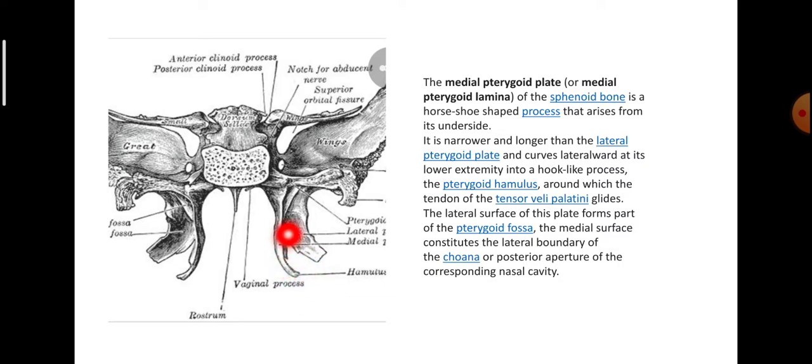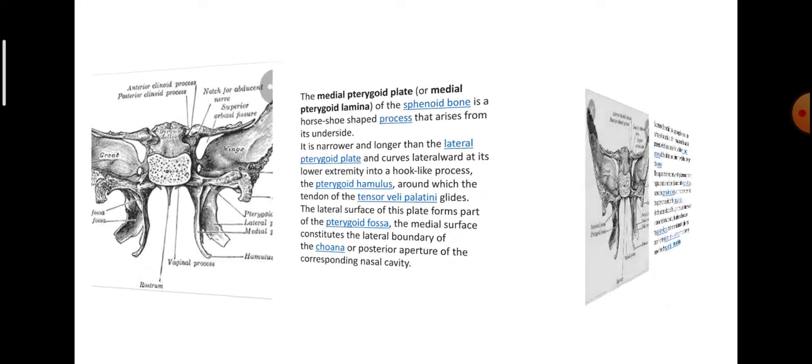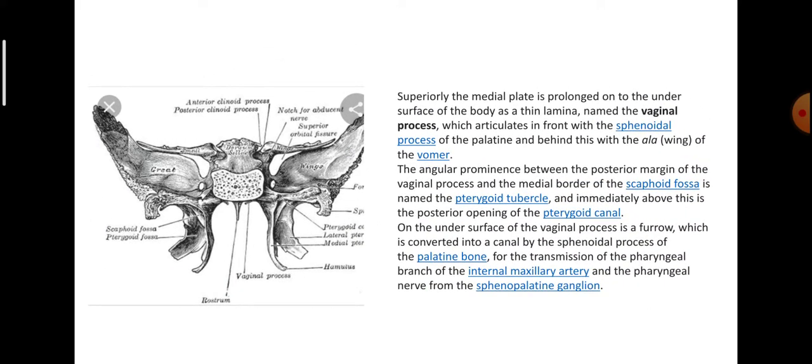The lateral surface of this plate forms part of the pterygoid fossa. The medial surface constitutes the lateral boundary of the choanae, or the posterior aperture of the corresponding nasal cavity. Superiorly, the medial plate is prolonged onto the under surface of the body of the sphenoid, which articulates in front with the sphenoidal process of the palatine and behind this with the ala of the vomer. This small prolongation is called the vaginal process.